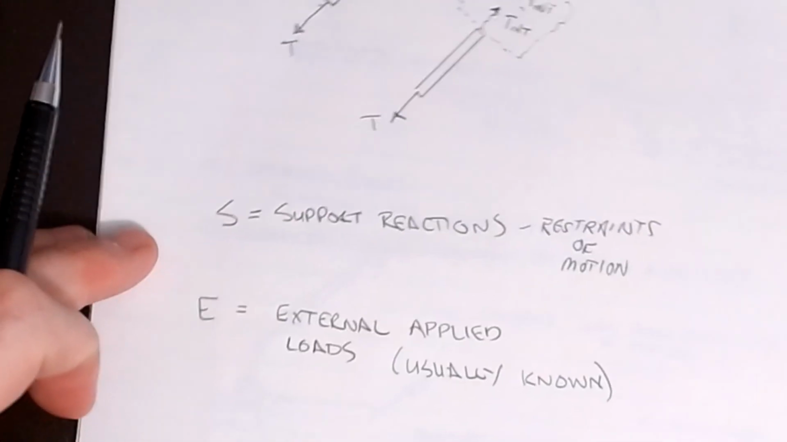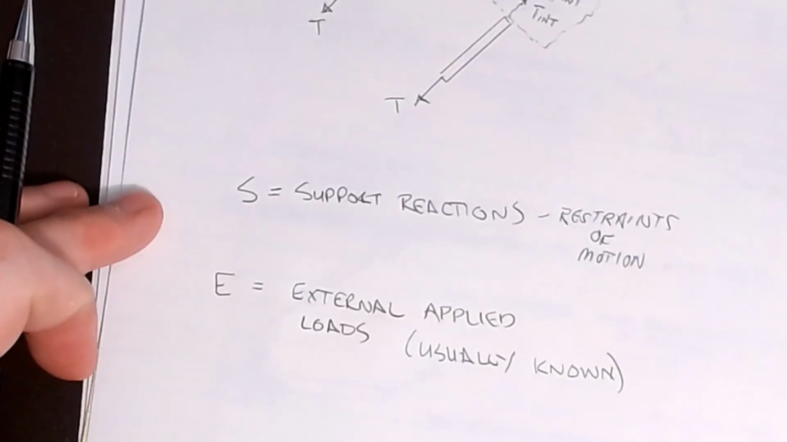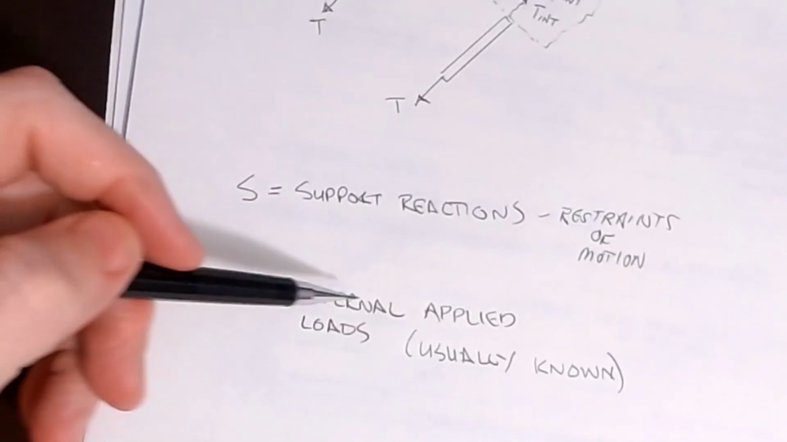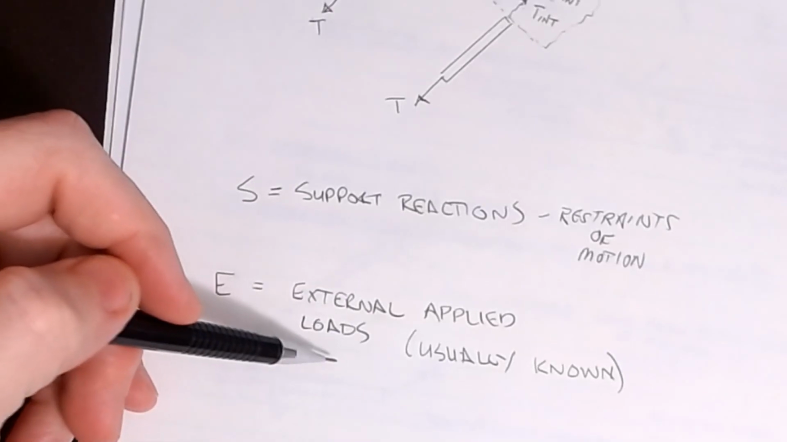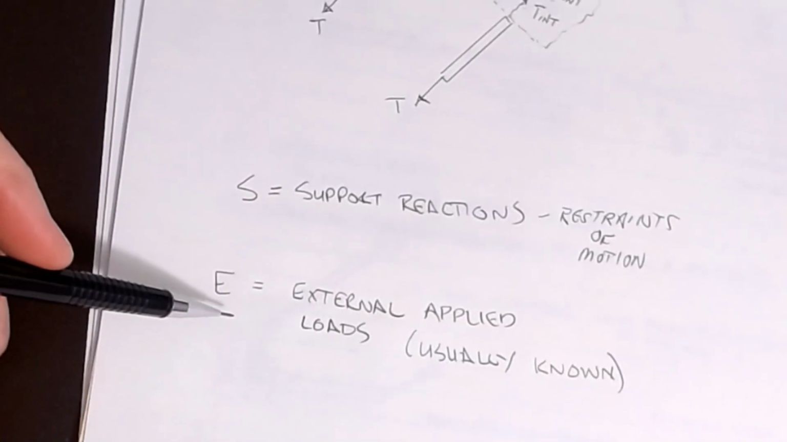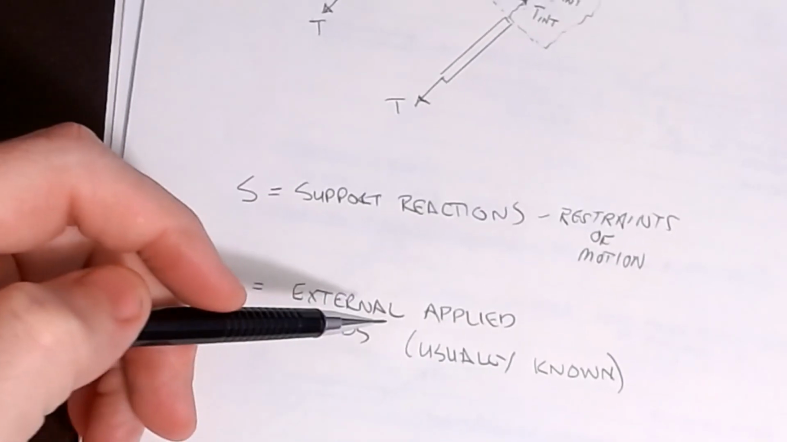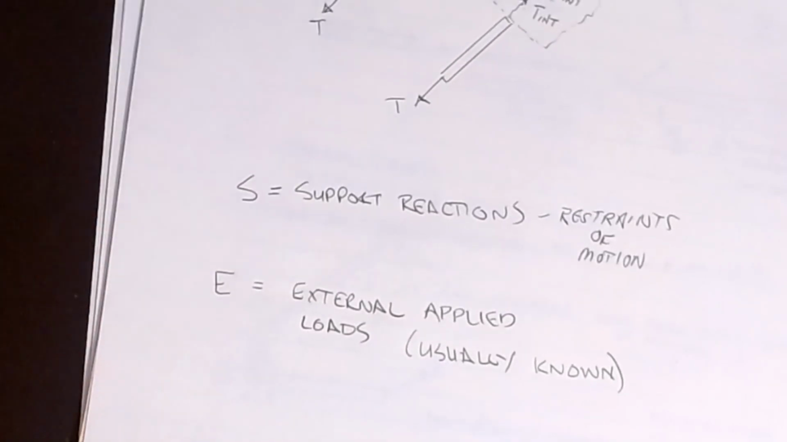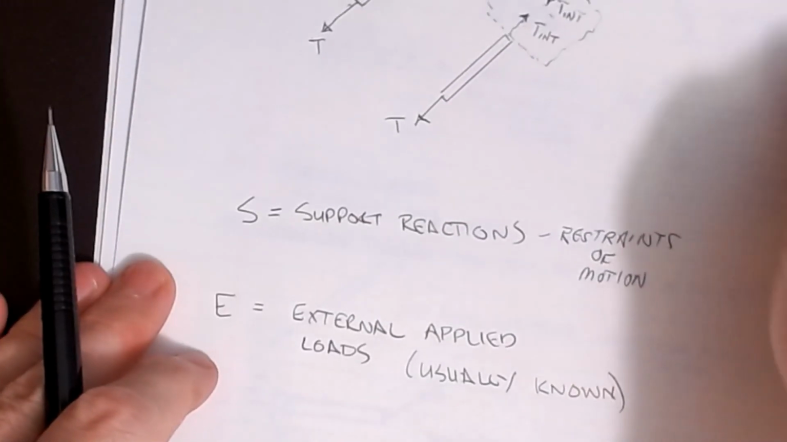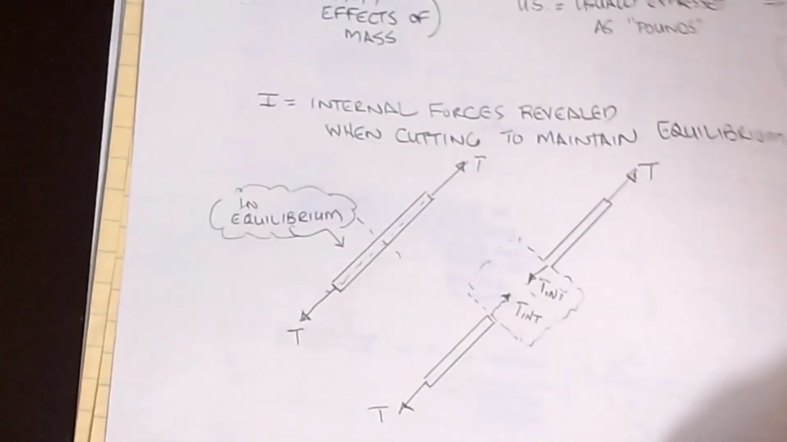So that's our S. And then finally, the E in WISE is the external loads. These are the forces and the moments that are applied to an object and their locations; we typically know these in any statics problem. So that's the WISE acronym. So let's dive in and talk a little bit more in detail about some of these different ideas.